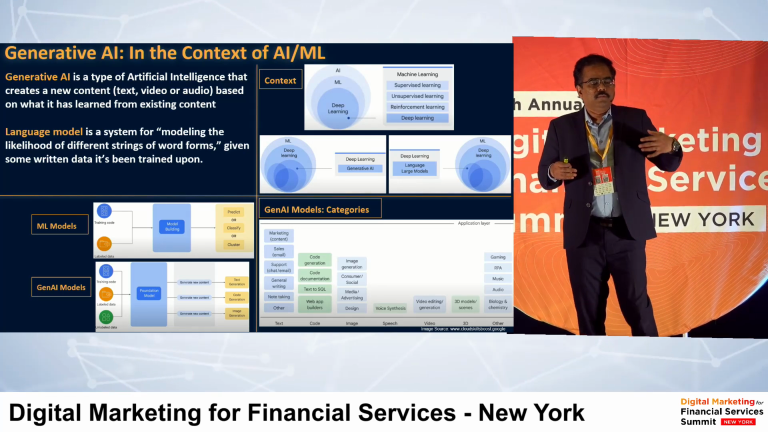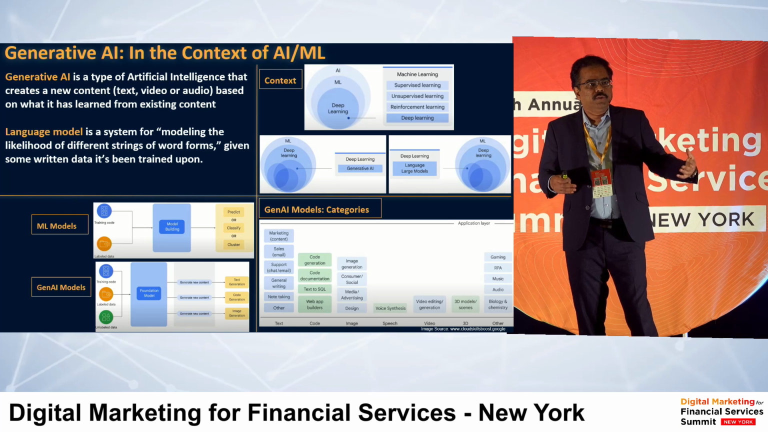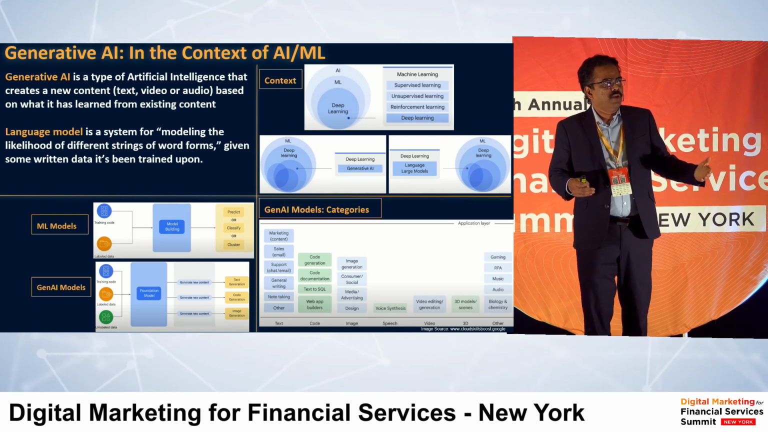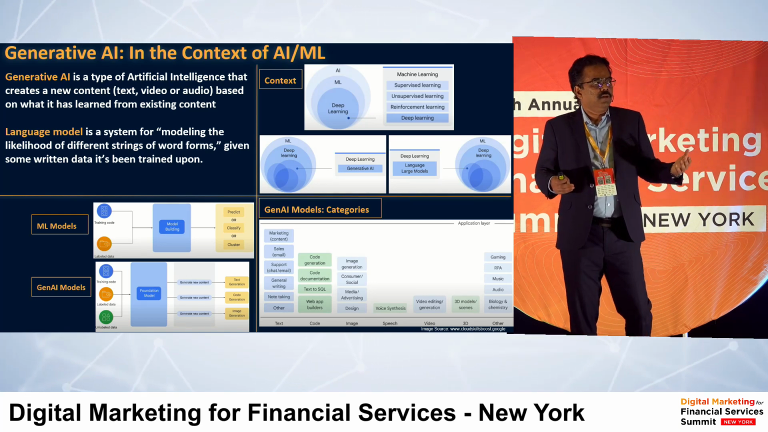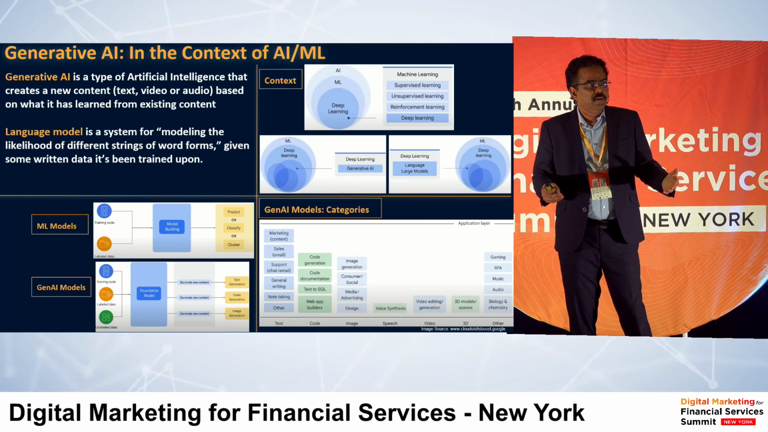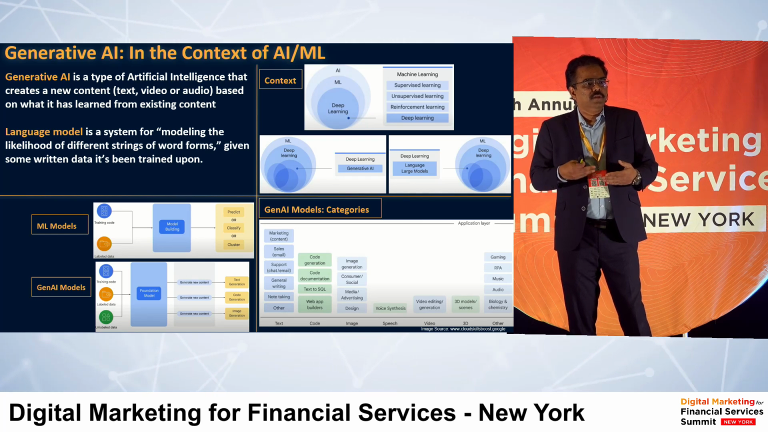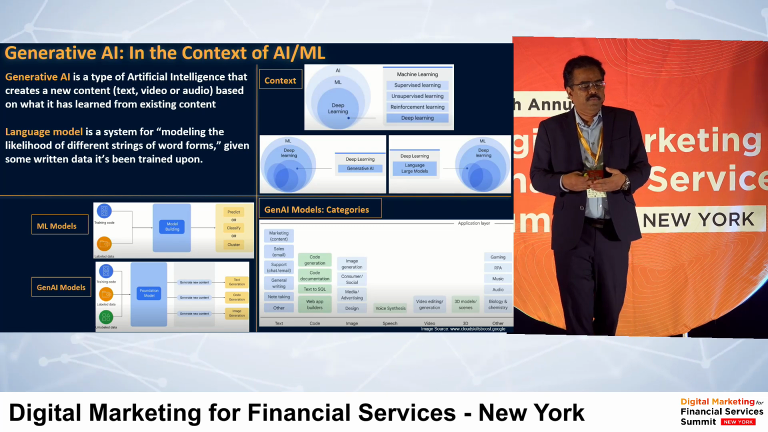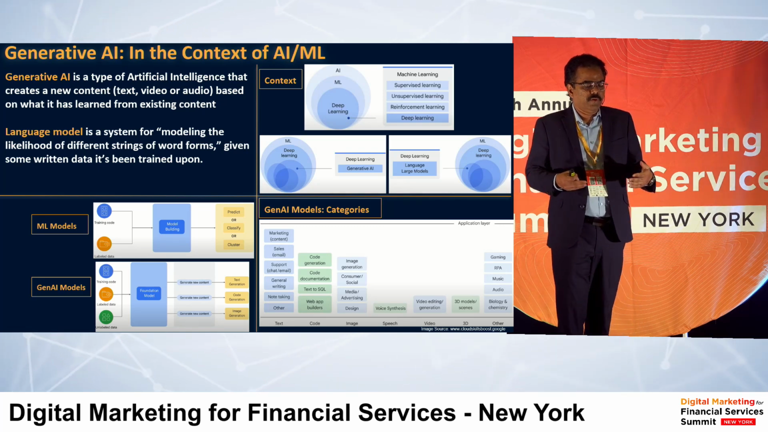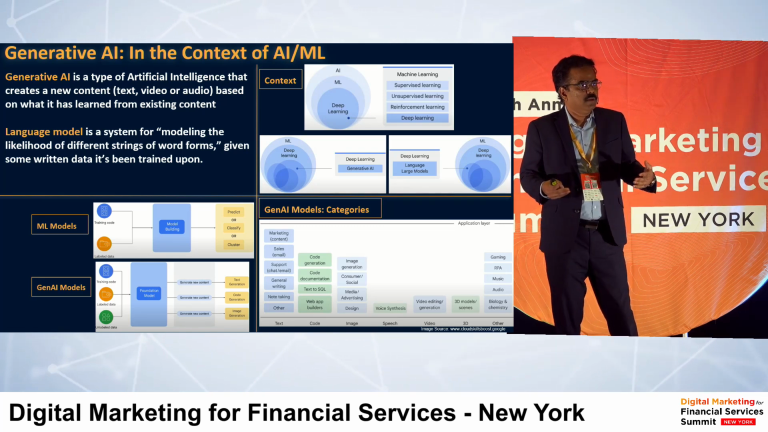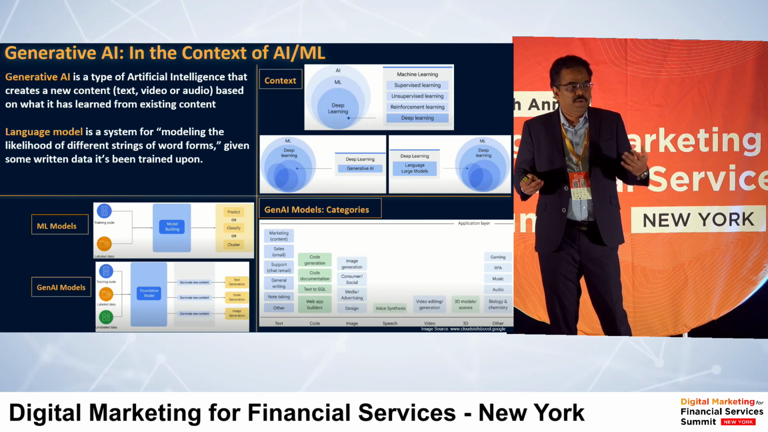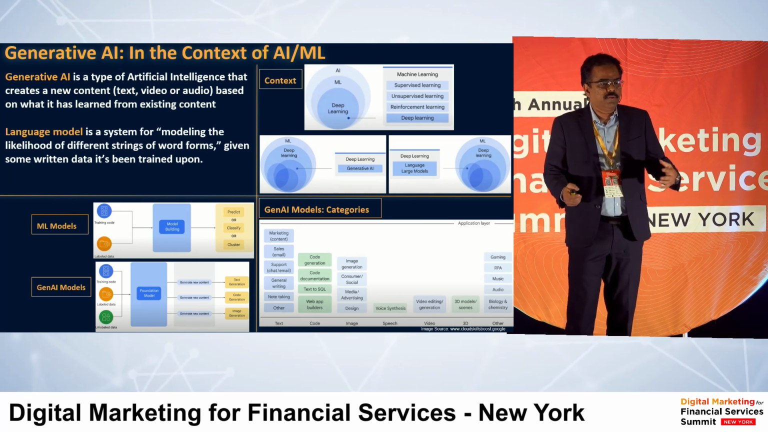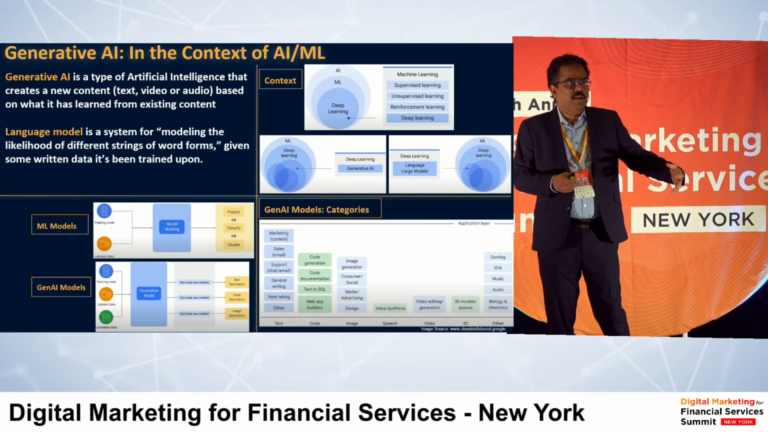Now, what do ML models do? They do predictions, they do classification, and they do clustering. Whereas Gen AI generates new content, like new images, code generation, text generation. So if you see the fourth quadrant here, you have different categories: text generation, code generation, image generation, video, things like that. So that's the difference between what is ML and what is Gen AI.